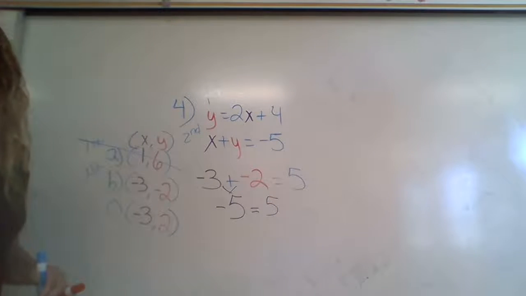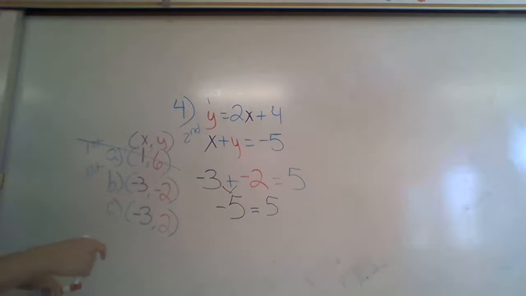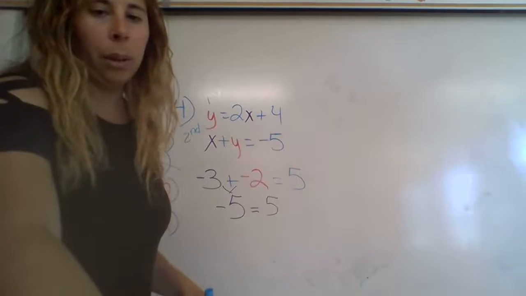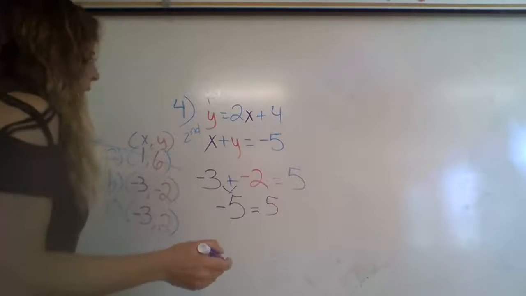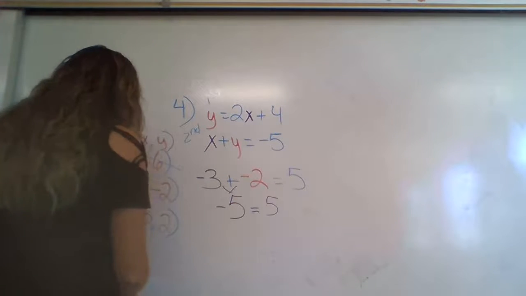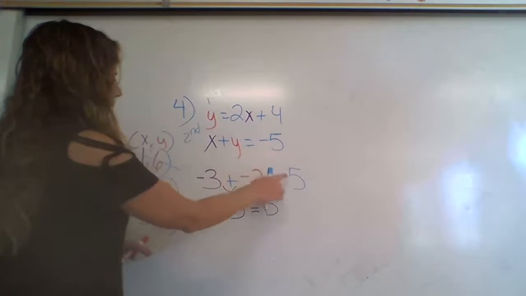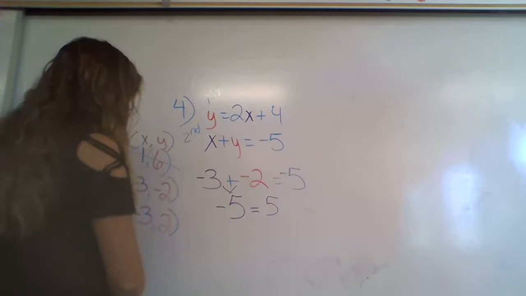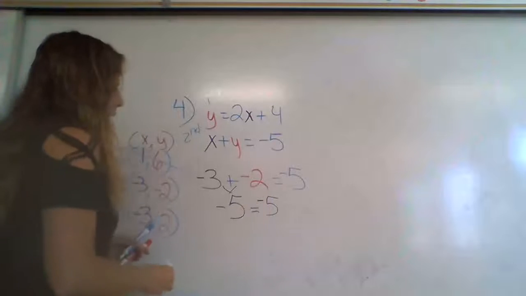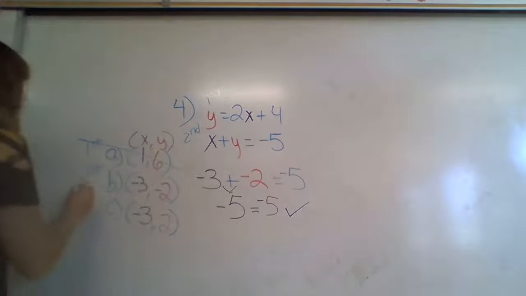Hold on a second. I'm not agreeing with the book. Oh, my bad. See, be careful with your negatives. This should be -5. I wrote it down wrong. That should be -5. So this should also be -5. Sorry. So is -5 equal to -5? Yes, it is. So this one also works for the second equation.